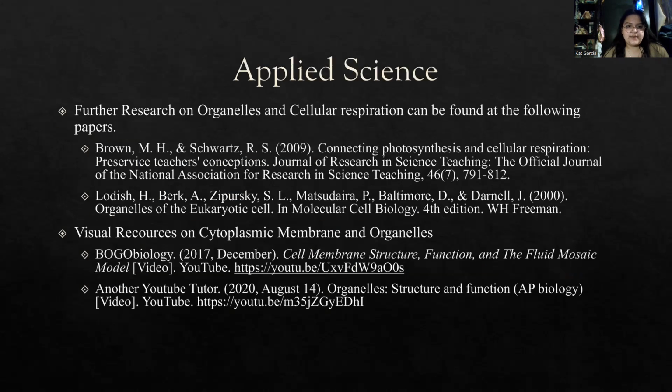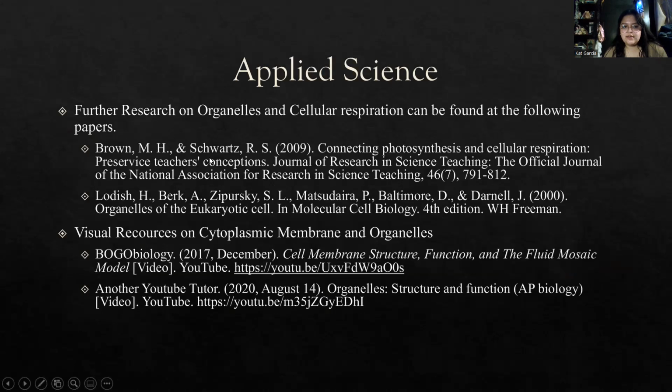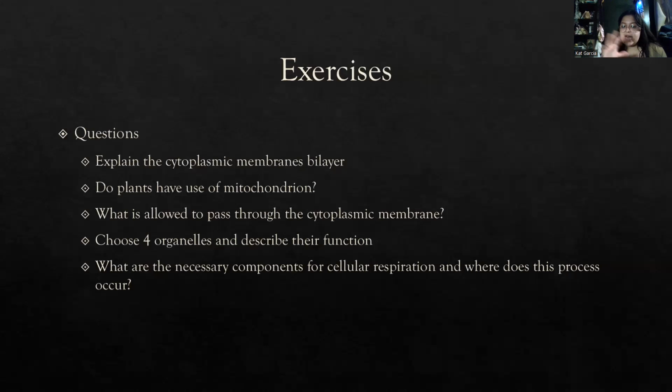And here, next we have applied science. So in these papers here, you can find, especially in this second one, organelles of the eukaryotic cell here. If you can see my mouse, it's the second one, the one that starts with the name Lodish. And this, you can see how the organelles do connect as protein is made, as DNA is transcribed and transferred. It's very interesting to see how the organelles connect.